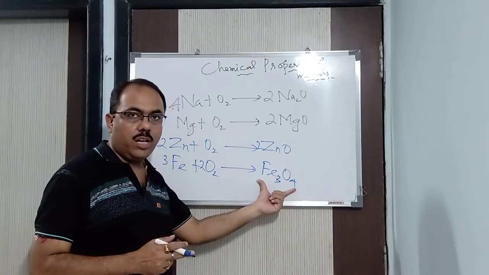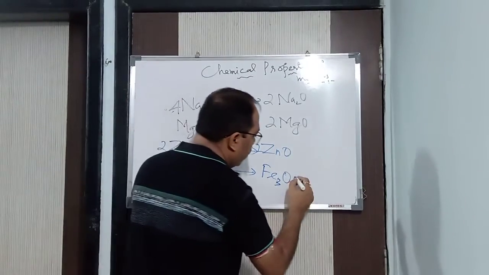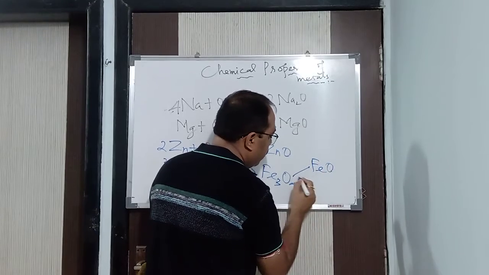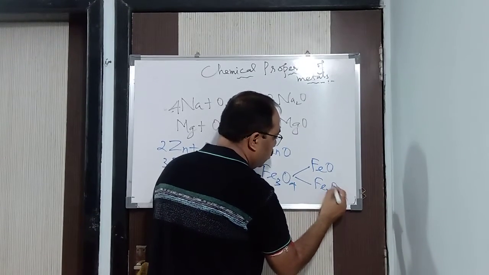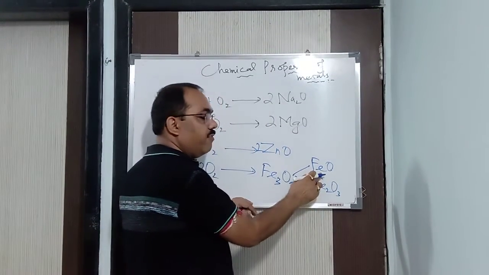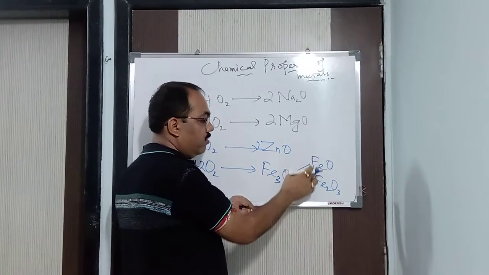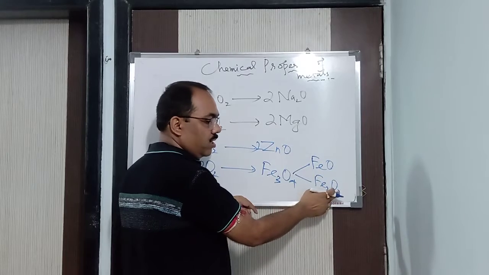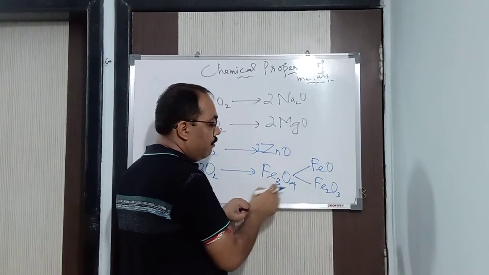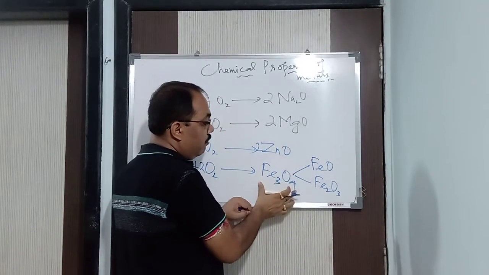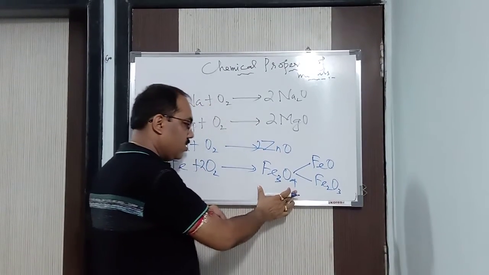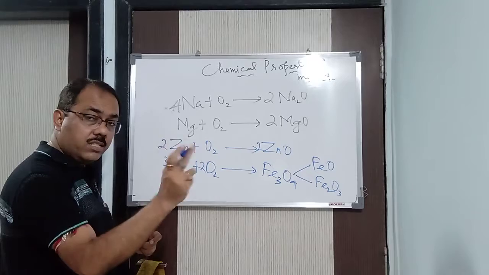Now, let me tell you about Fe3O4. Fe3O4 is a mixed oxide. Why is it a mixed oxide? Because it is made up of two oxides, FeO and Fe2O3. In FeO, the valence of iron is +2, ferrous oxide, and in Fe2O3, the valence of iron is +3, ferric oxide. So it is said to be a mixed oxide because it is made up of two oxides, FeO and Fe2O3. Clear? Again I repeat, it does not burn.